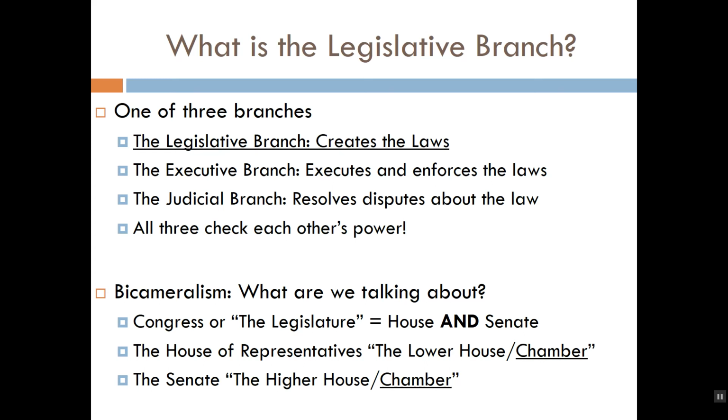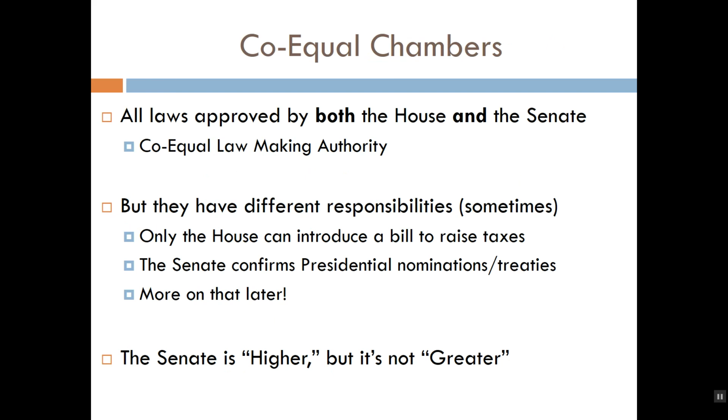I want you to understand a couple of things about these. Most notably, that neither the House nor the Senate can ever create a law without the other's consent. In this sense, do understand that the Senate is not necessarily greater, even though it is sometimes called higher. It is higher in the sense that it has more prestige than the House of Representatives because it is more difficult to get in the Senate. But it is not greater in the sense of having more lawmaking authority because, once again, neither the House nor the Senate can ever create any law without the other's consent.